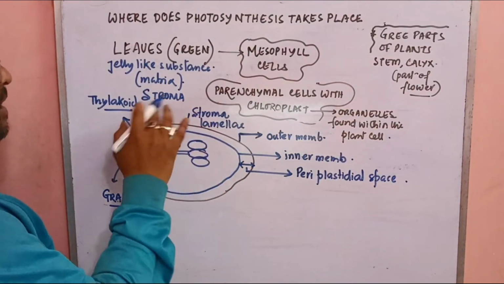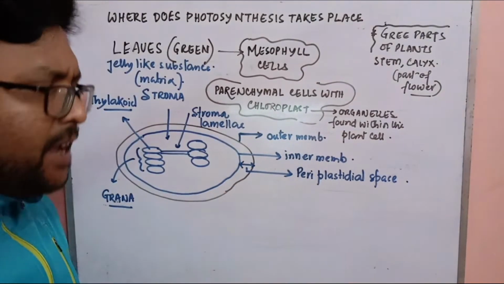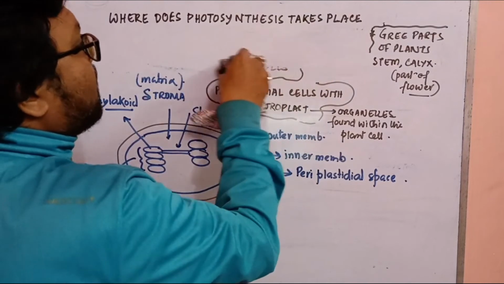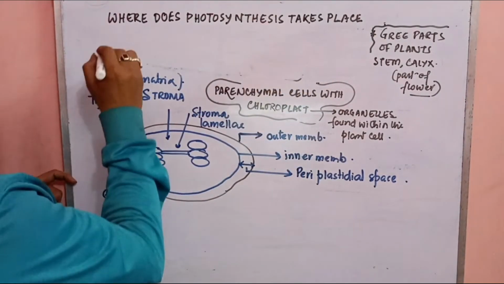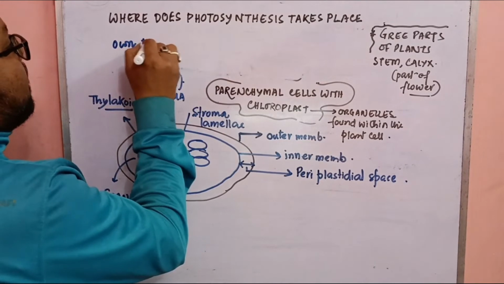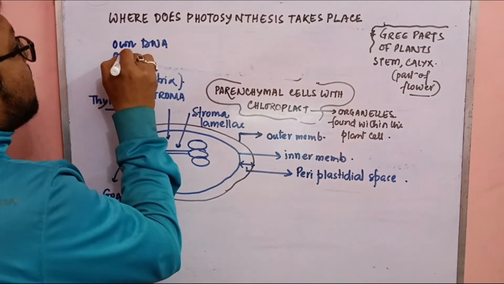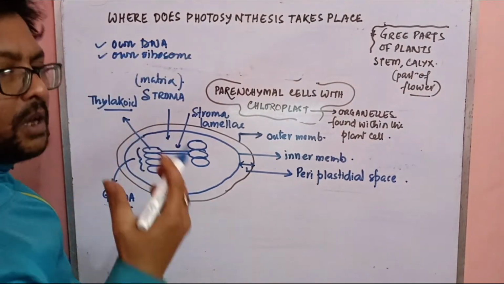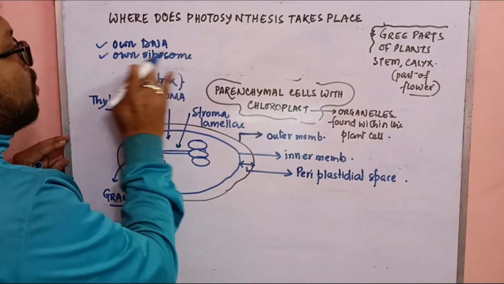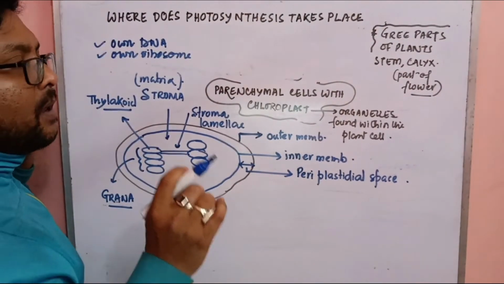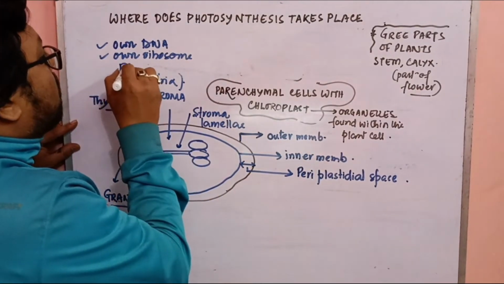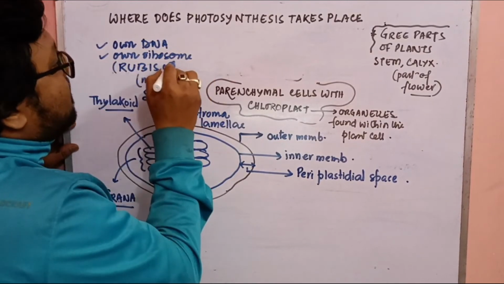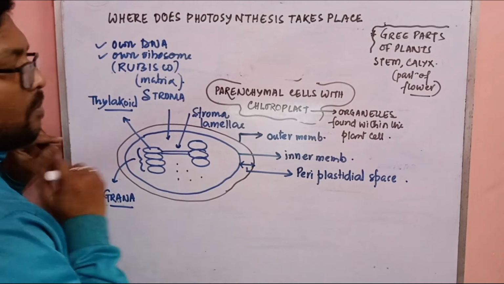Now, within this stroma, it may not be needed, so it's not given, but still if it is discussed, then we'll find that this chloroplast has its own DNA. They have their own ribosomes. So within the chloroplast, DNA and ribosomes are found, and one most important thing is that within the stroma, a most important enzyme known as rubisco is found. This is very important. Keep this in mind: rubisco. This enzyme is generally found within this stroma.